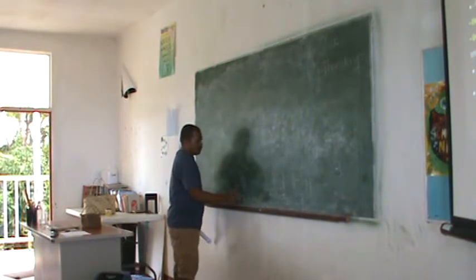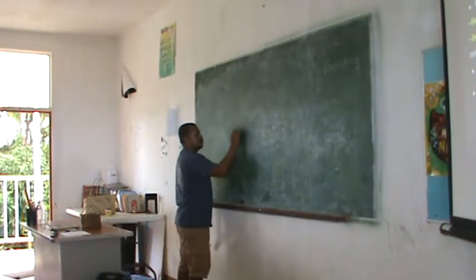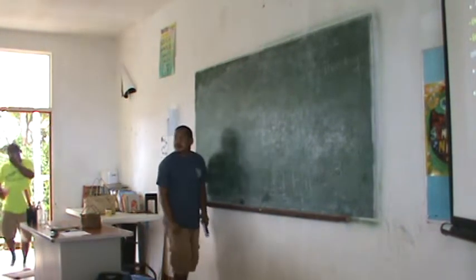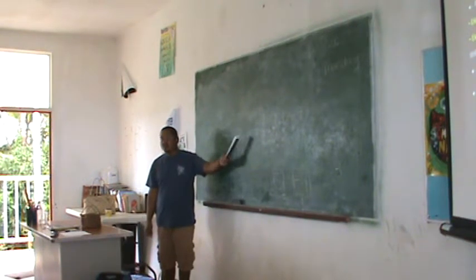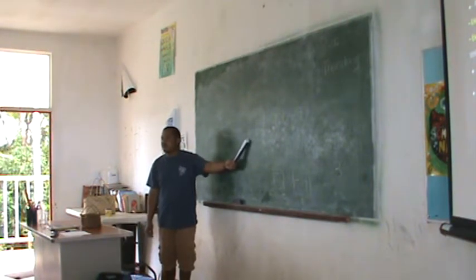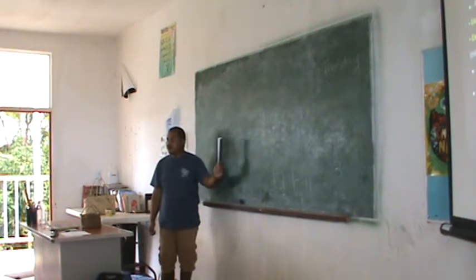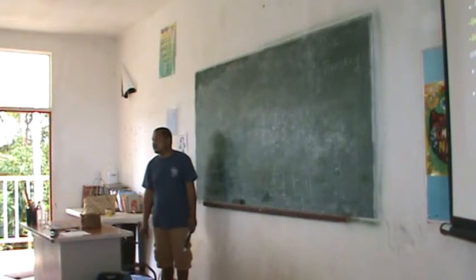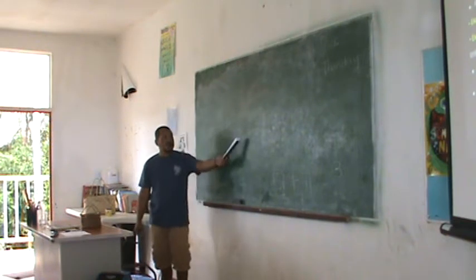Okay, let me try another one. Negative 2 plus positive 1. One is negative, one is positive. First, when the numbers are different signs, what do you do? Subtract. So when you subtract, what is your answer? 2 minus 1? 1. And which sign are you going to take for your answer?